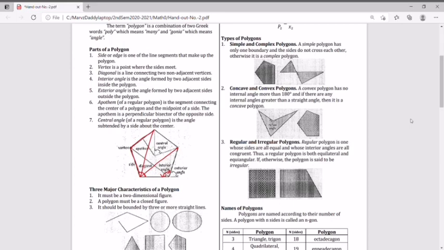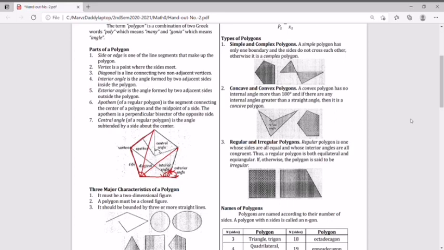So this is your exterior angle. If we try to extend this side right here, if we extend this one, we have this side. This is your exterior angle, outside of the polygon.